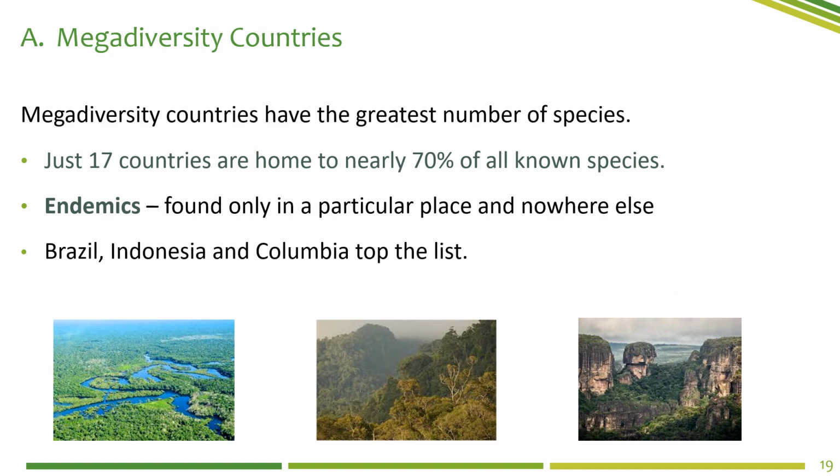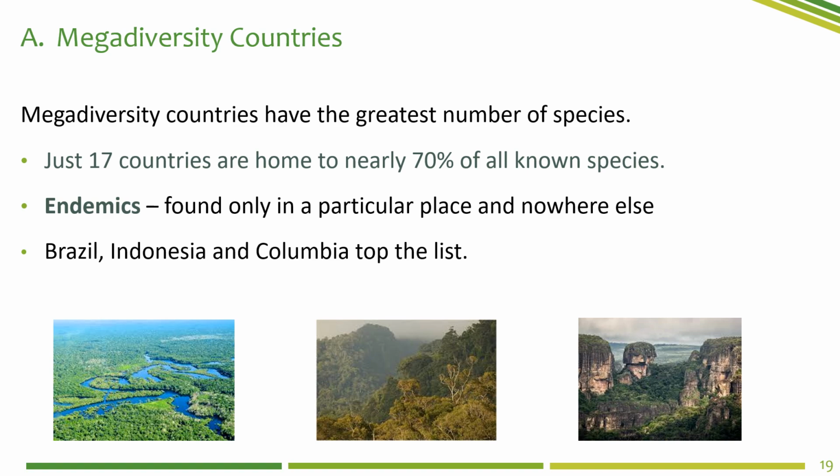So one of the strategies is to focus on megadiversity countries. Megadiversity countries are countries that have the greatest number of species. They tend to be located in tropical and subtropical areas. So remember, this is related to primary production. When we have more energy, we can support more species and therefore more diversity. So it kind of makes sense that these megadiversity countries are located in tropical regions.